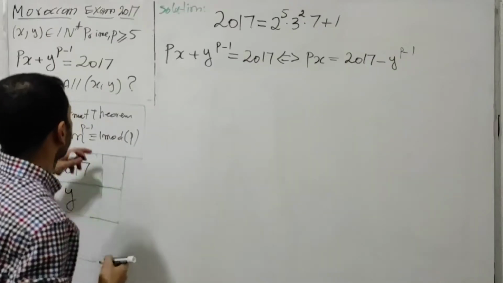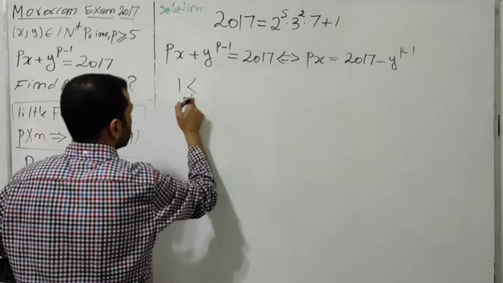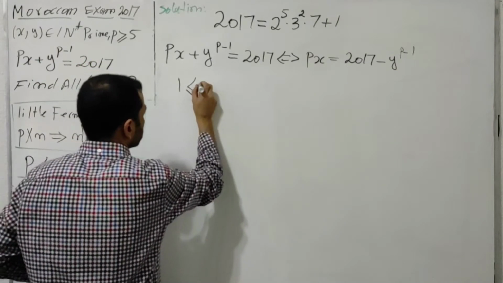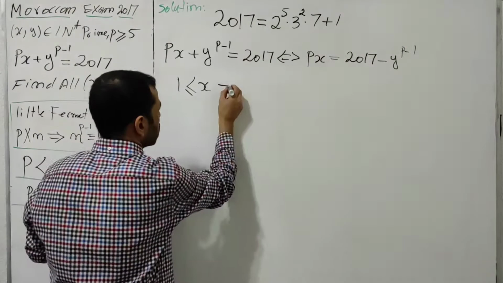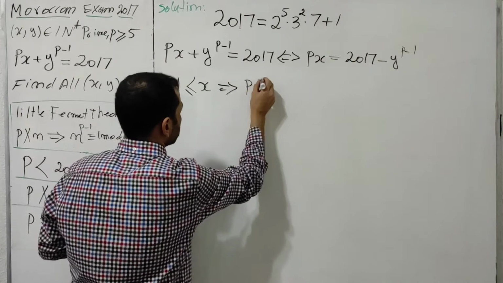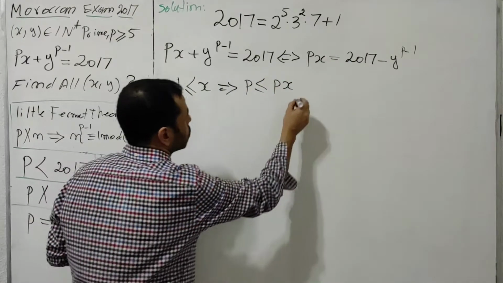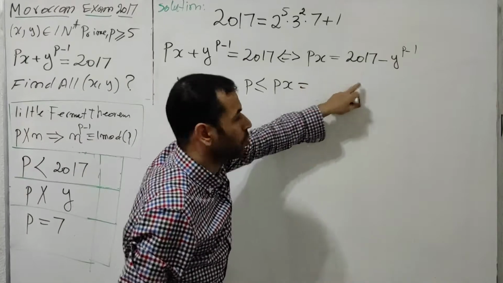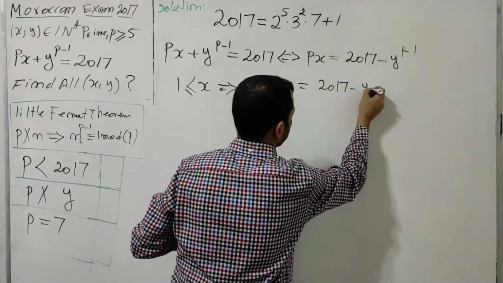We have x and y as positive integers. That means 1 is inferior or equal to x. I'm going to multiply by p on both sides. I will get p is inferior or equal to px. I'm going to replace px with its value, and I get 2017 minus y to the p minus 1.